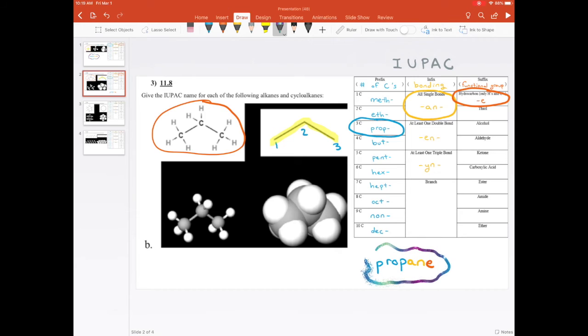That's the same propane that you'd use in a grill, or that they use in hot air balloons, that they burn to get hot air balloons going.